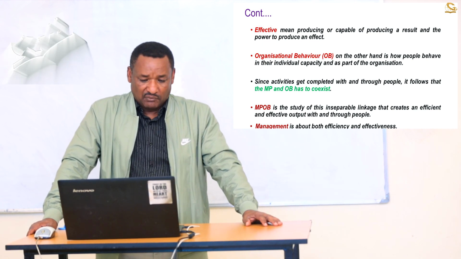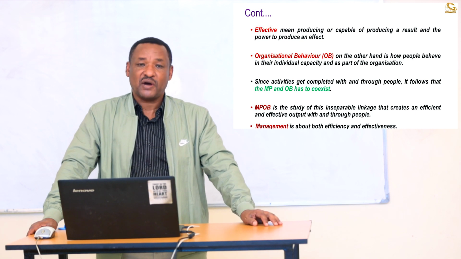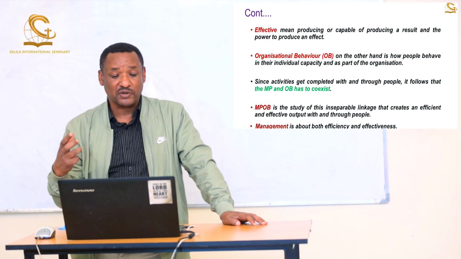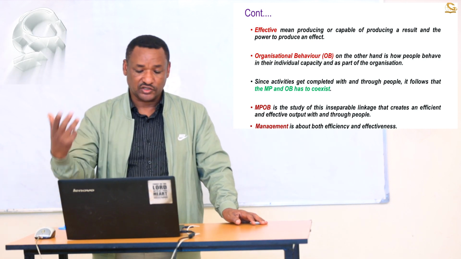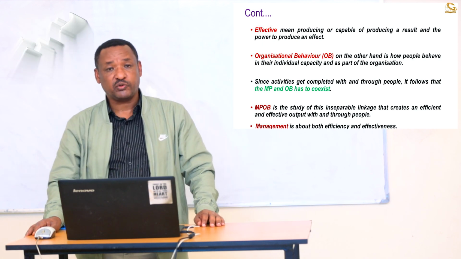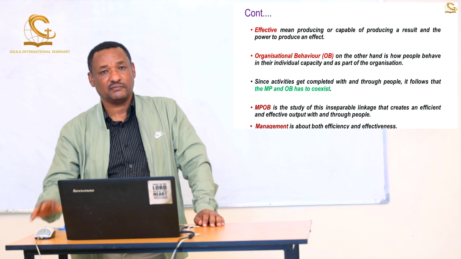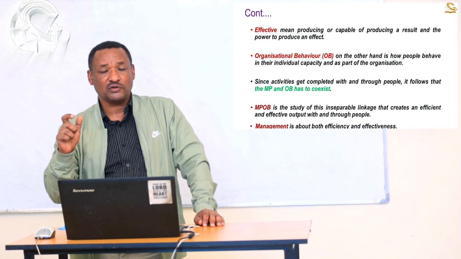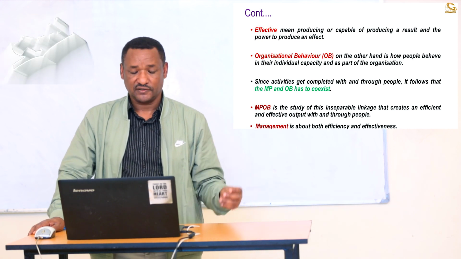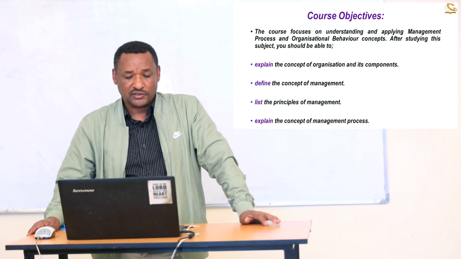When you combine management process and organizational behavior, it is an inseparable study. Always they come together, always they are linked together, and always through people effective outputs are achieved. Management is about both efficiency and effectiveness. If there is organizational behavior and a management process, these two key words, efficiency and effectiveness, are always there. Without effectiveness and efficiency, the process cannot produce good achievement and good outputs.